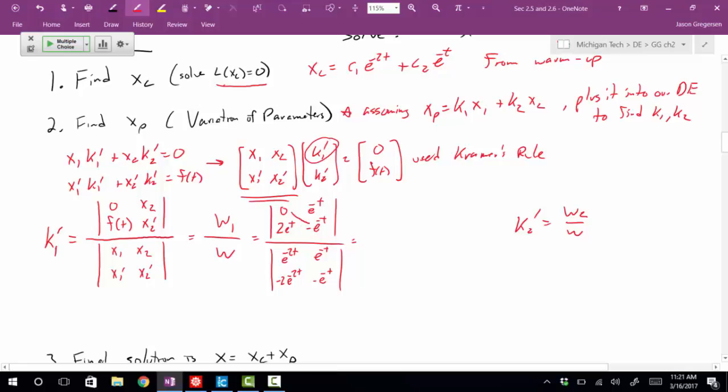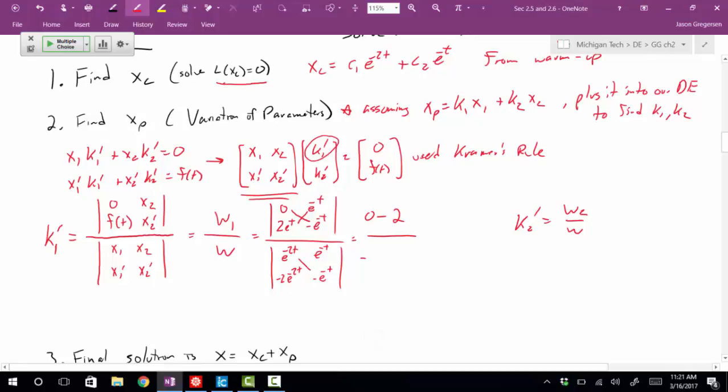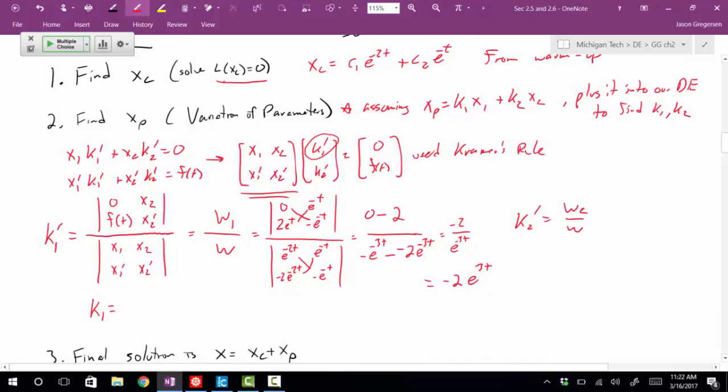So in the numerator, I take that product, which is 0, minus this product, which is 2 times, well, e to the t times e to the negative t is what? 1. So I just got 2 in the numerator. Negative 2. In the denominator, I get this product. So that's negative e to the negative 3t minus this product, which is negative 2e to the negative 3t. Negative 2 in the numerator, positive e to the negative 3t here. Maybe I'll just write like that, like negative 2e to the 3t. Just calculating k1 prime. Of course, what I really want is k1, so that means I have to integrate k1 prime. And I do that to get negative 2/3 e to the 3t.